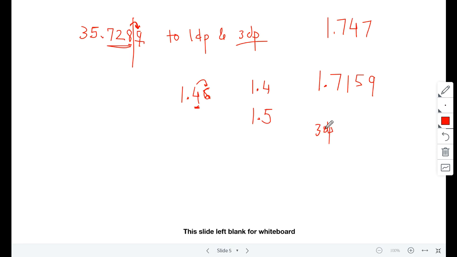1.716. Yes. And truncate this. Same goes. Truncate this to three decimal places then. Truncate it, so it'd be 1.715. Yes, that's correct. Okay. Now I'm uploading this one.